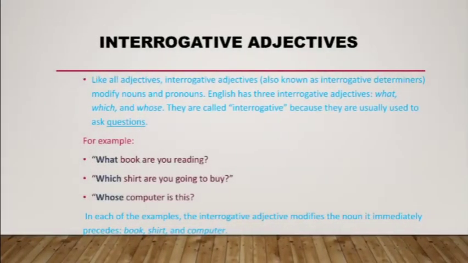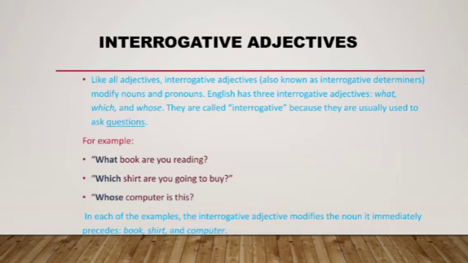Okay, now see the next kind of adjective, that is the interrogative adjective. Like other adjectives, the interrogative adjective also modifies a noun or pronoun. There are three types of interrogative adjectives: what, which, and whose. And these are called interrogative because they usually ask questions.